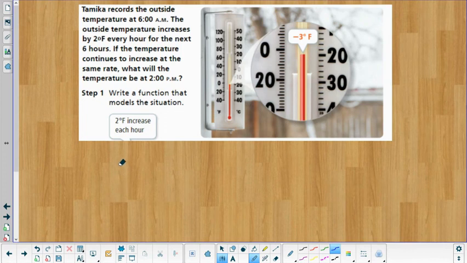So we want to first write an equation that represents this. Okay, so I can either say y equals, or I can say f of x equals, because we want to write it in function notation. Okay, so we got to think, what is my slope? What's my rate of change? Well, it tells us here and here that it's increasing 2 degrees every hour. So 2 degrees per hour. Okay, now our intercept is, what is our starting temperature? Well, at 6 a.m., she went outside and she saw that it was -3. So that is my intercept, my start point. Okay, so this is our function.